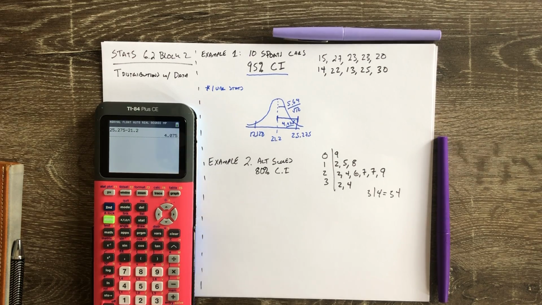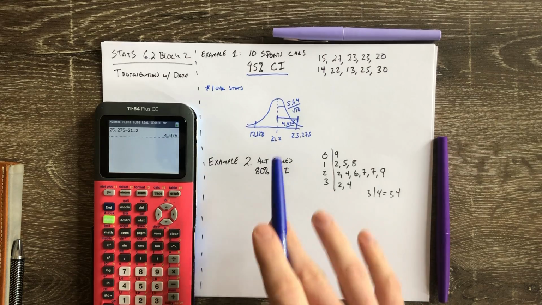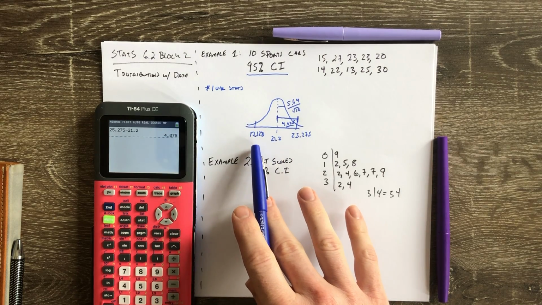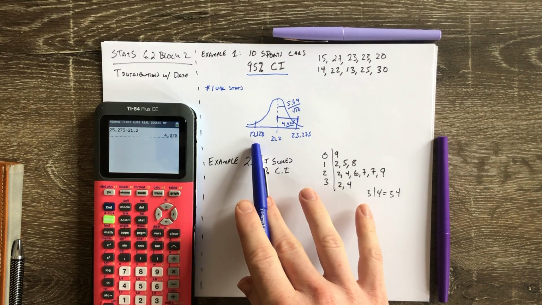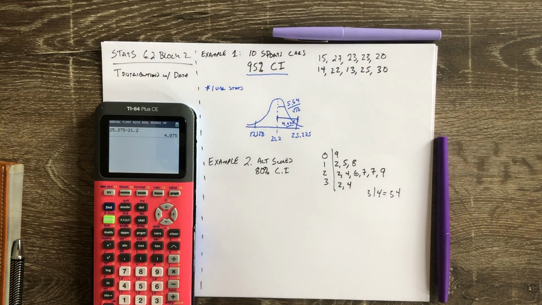Cool. Example 2. So first, let's interpret this real quick. We're 95% confident that the true mean of sports car miles per gallon is somewhere between 17.1 miles per gallon and 25.27 miles per gallon.